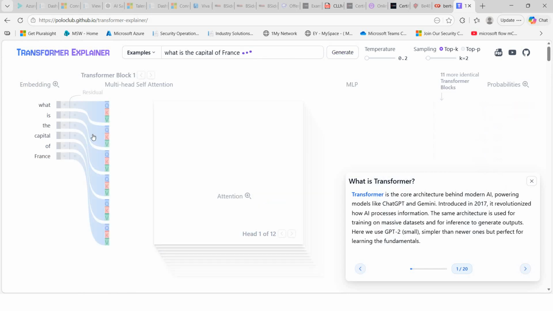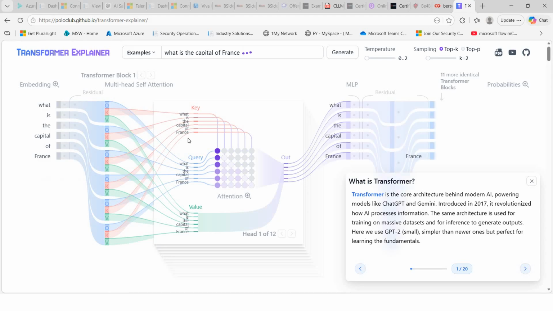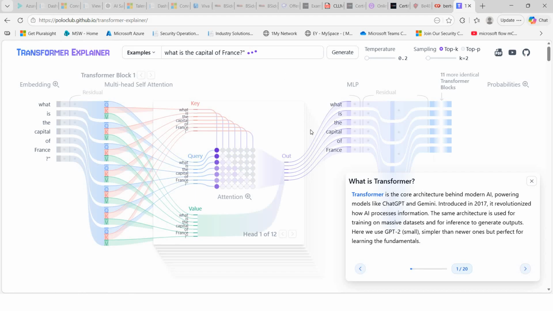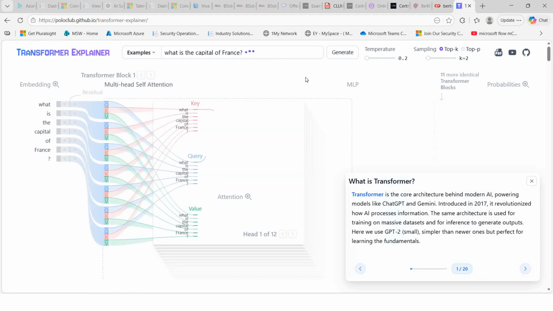You can provide your own. See, so what is the capital of France? So it has taken it up and then it is giving a question mark. Question mark could be the next word like that. Let's give it the question mark and let's see what is the next probable word it is going to give. We can give a new line possibly. But if I don't give a new line, let's see what it is going to generate.